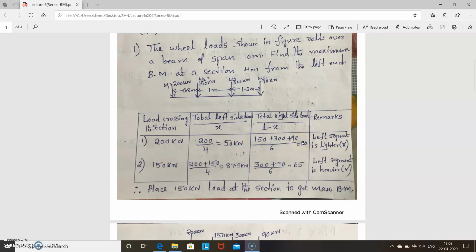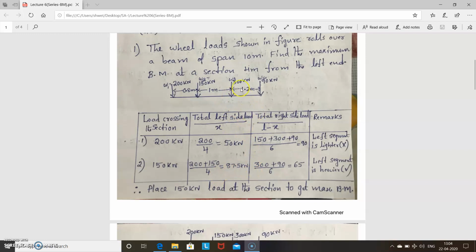What we have to get is that, since we started from the left side, the left side segment should always become heavier. Then you can conclude that you can place that load at the section. Here this is 50 and this is 90, so this is a lesser value, the left segment is lighter, so this is not possible. Then go to the next load. What is the next load? 150 kilonewton. Now this is the left side, here the 200 is there plus 150 divided by x. x is 4.